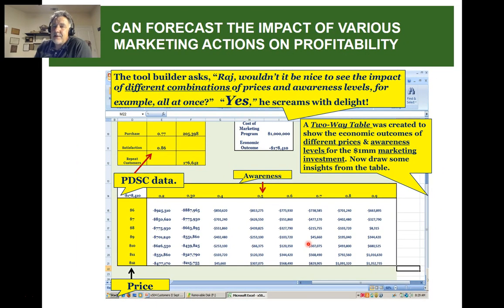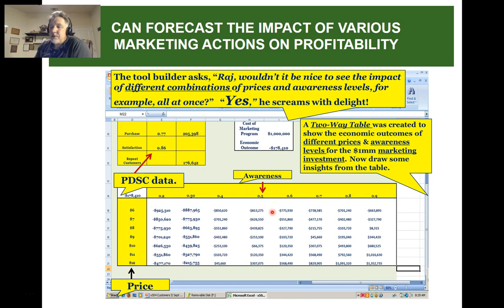And you can take it to the next step. You can look at various scenarios and parameters. In this case what we see is a two-way table. I don't know if you've been trained on a two-way table, but a two-way table is where you take two parameters that are within the variables you have as input variables that you can change. And then what you do is you link the economic outcome here, as you can see, 178, 410, to various parameters around awareness and pricing.